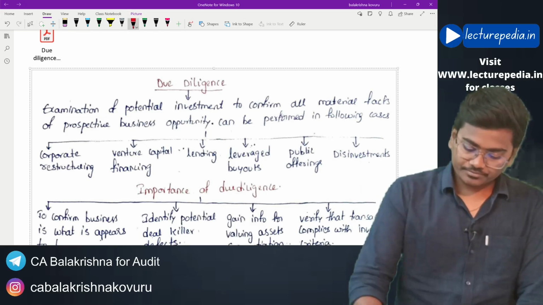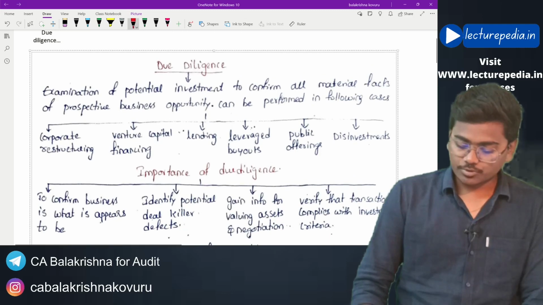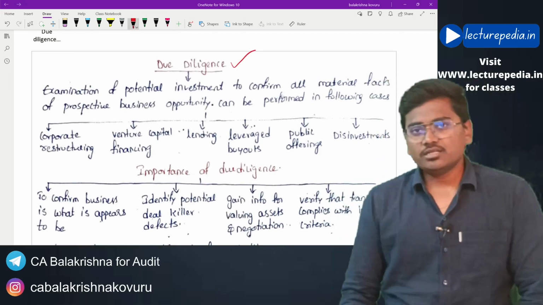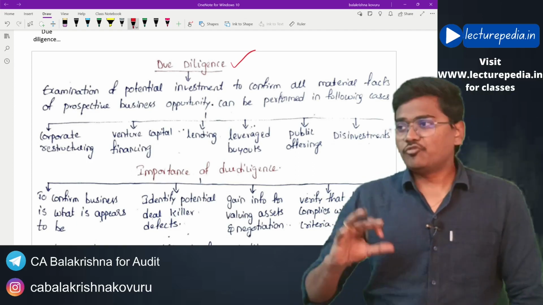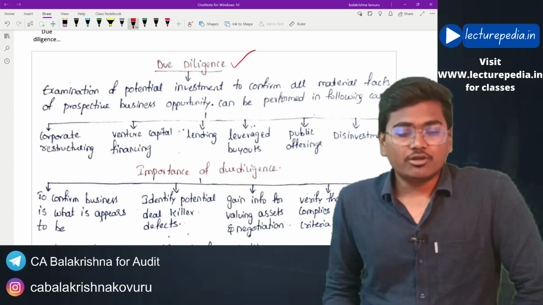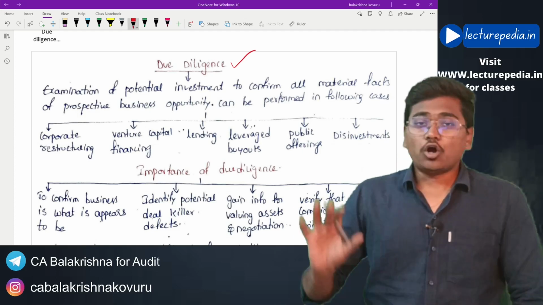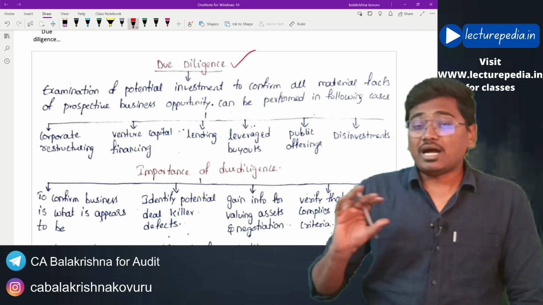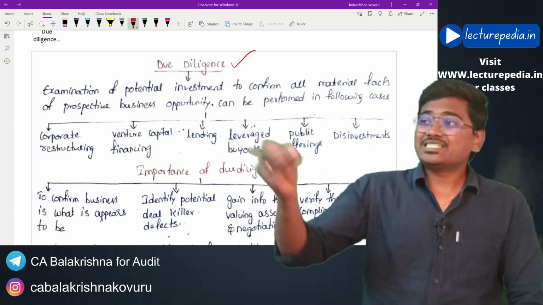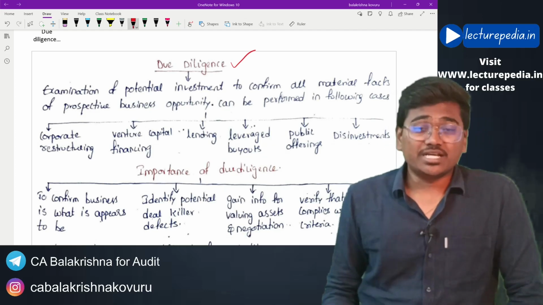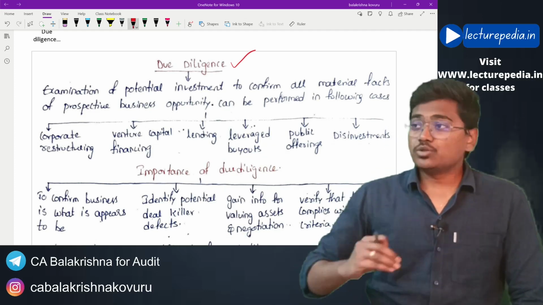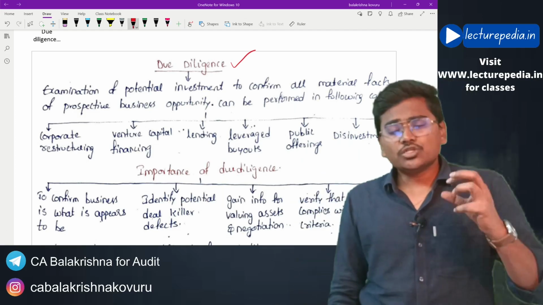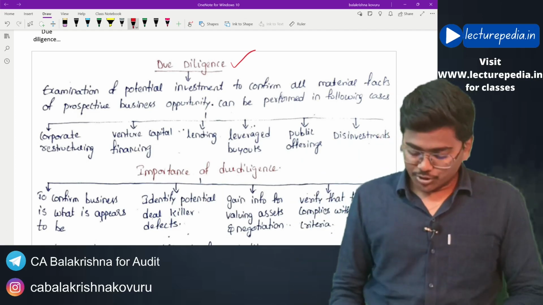Okay, now starting with the concept of due diligence. What is this due diligence? Generally, whenever any investor is making an investment into a company, he will perform due diligence of the target company. Whenever there is a merger, the acquirer will perform due diligence of the acquiree in order to determine whether the investment into the target company is viable or not. So this is the purpose of due diligence.